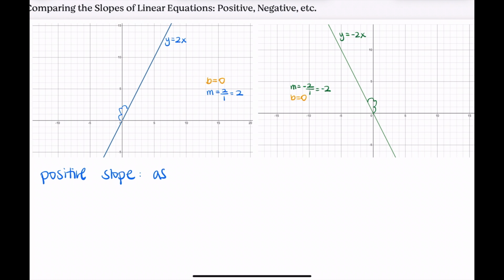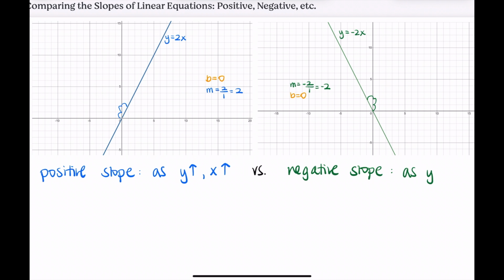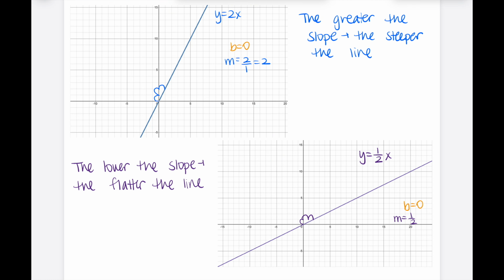Our positive slope, as our y values increase, as our rise increases, as we go up our units, our x also increases, right? So if we look here, as we increased our y, our x also increased in the right direction. Now for our negative slope, as our y increases, our x decreases. Why? Because we move to the left. Our x values are decreasing, so that makes our slope negative.